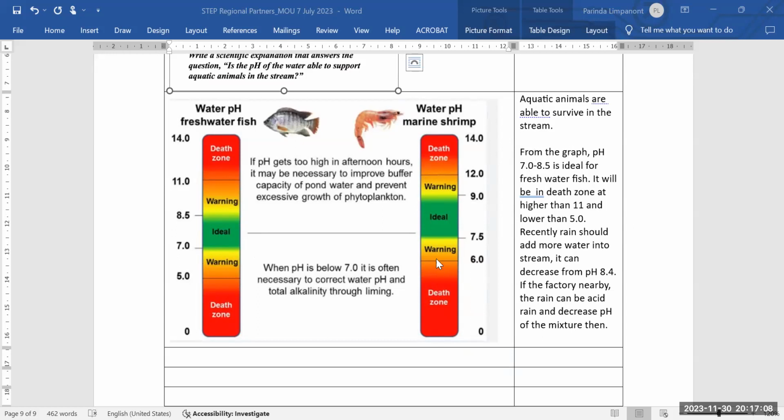So our claim is aquatic animals are able to survive in the stream because from the graph, the pH 7 to 8.5 is ideal for freshwater fish, and it will be in the dead zone at higher than 11 and lower than 5. And because recent rain should add more water into the stream, the pH can decrease from pH 8.4. And if there is a factory nearby, the rain can be acidic, and it might decrease the pH of the mixture. So that's why we think it's still fine. Mhm. Any feedback for this group from anyone in the group?